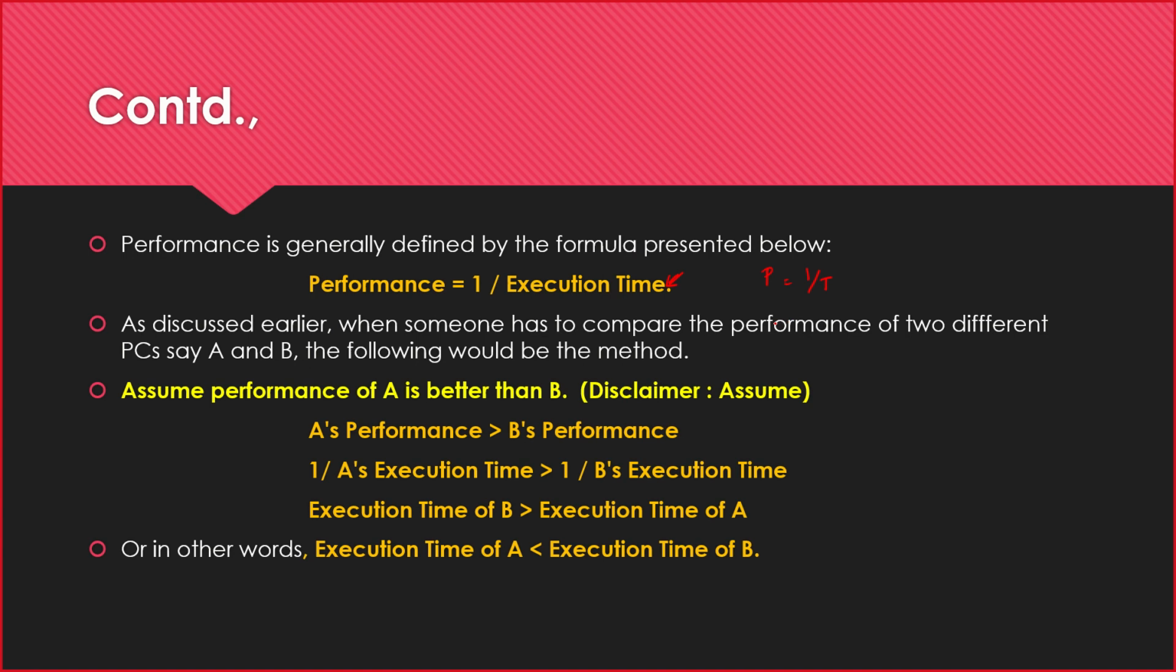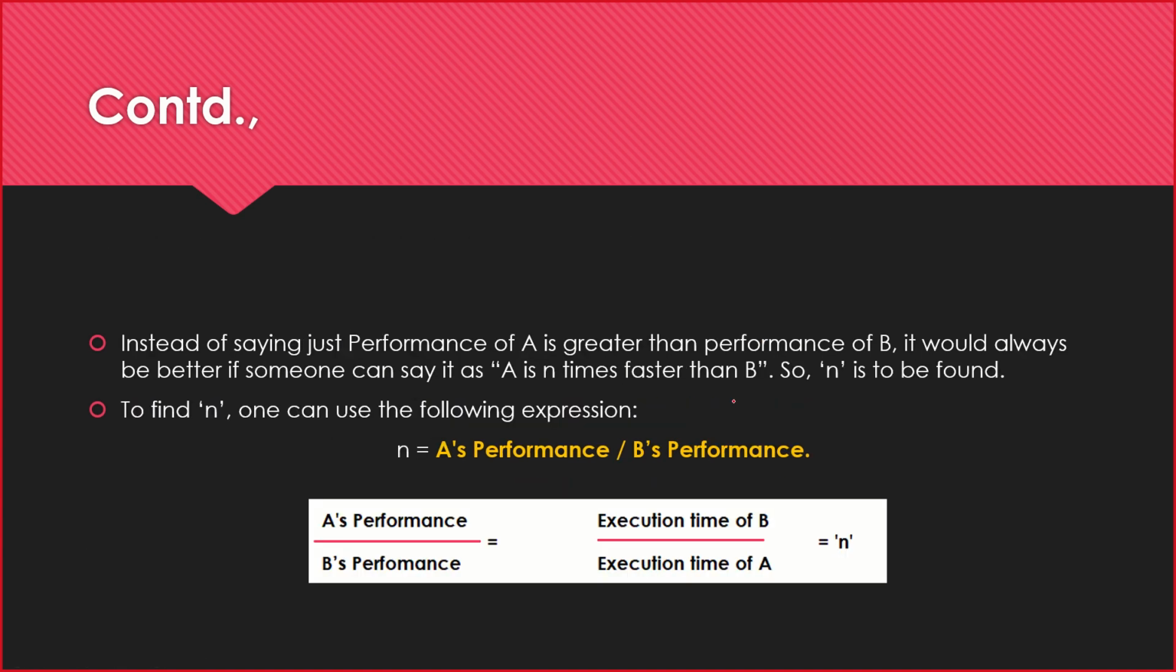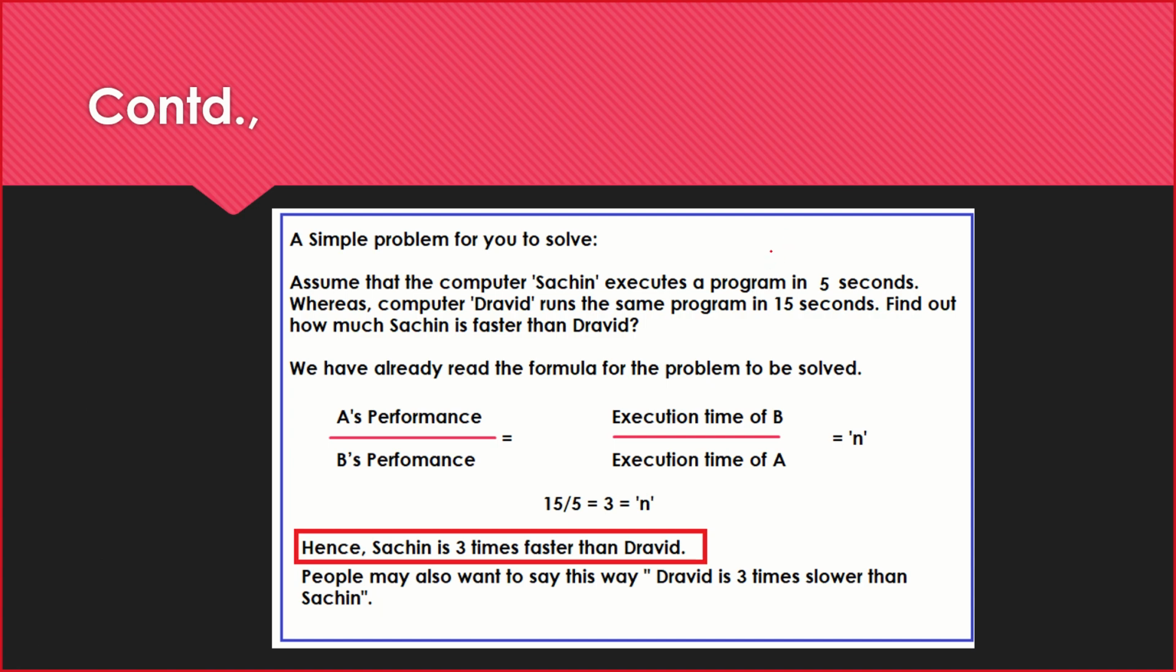Now we can compare the performance of two different things and we'll get to a factor called N. This N is the factor which lets you know how much better A performed than B or B performed than A. This is what I told you yesterday and we took an example of Sachin and Dravid, with Sachin completing a task in 5 seconds whereas Dravid completing the task in 15 seconds, and on seeing it you can tell that Dravid is 3 times slower or Sachin is 3 times faster. But we need to go by the formula, and the formula is nothing but A's performance by B's performance, which is execution time of B by execution time of A, which will get you N.